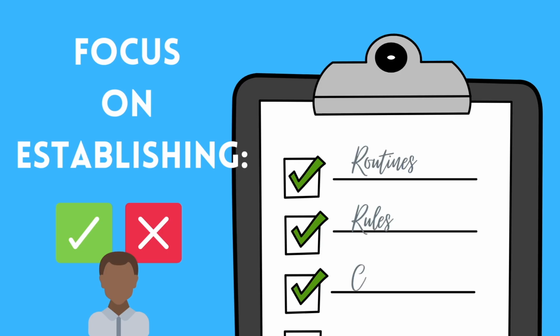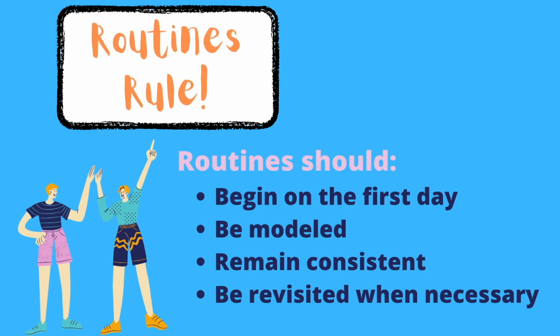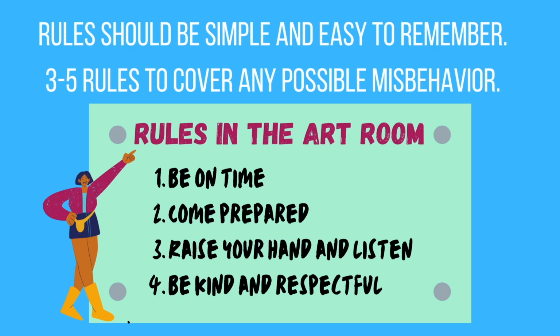Next, let's talk about establishing routines, rules, and consequences in the art room. Routines should begin on the first day of school. They should be modeled by the teacher and remain consistent all throughout the marking period, semester, or year, and be revisited when necessary. Rules should be simple and easy to remember. You should have 3 to 5 rules to cover any possible misbehavior.